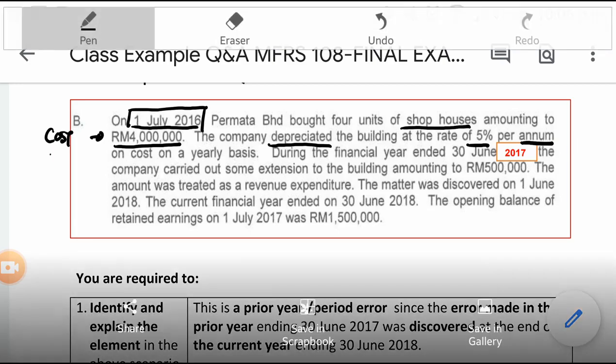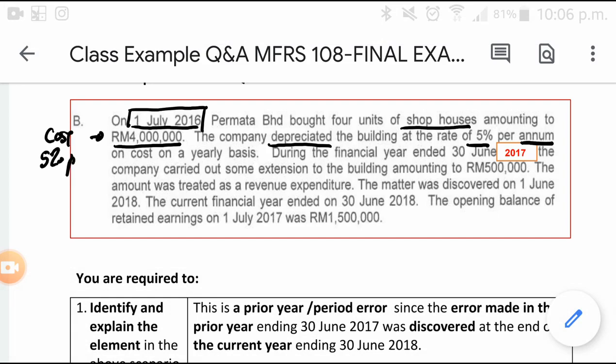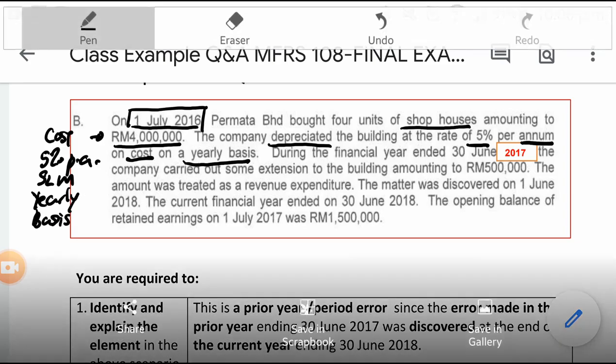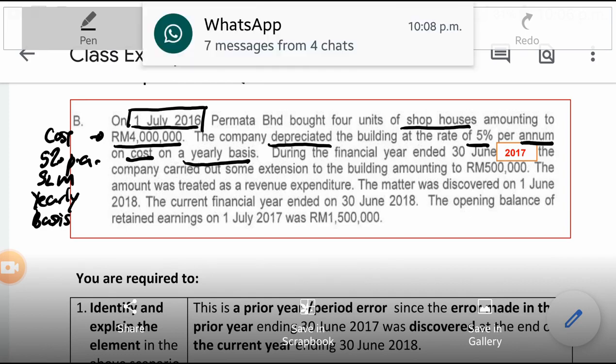So it was being depreciated, the rate is 5% per annum, and on a yearly basis on cost. So straight line method, because on cost, and it was adopting yearly basis. So under yearly basis, there is no depreciation in the year of disposal, but there will be full year charge of depreciation in the year acquired.